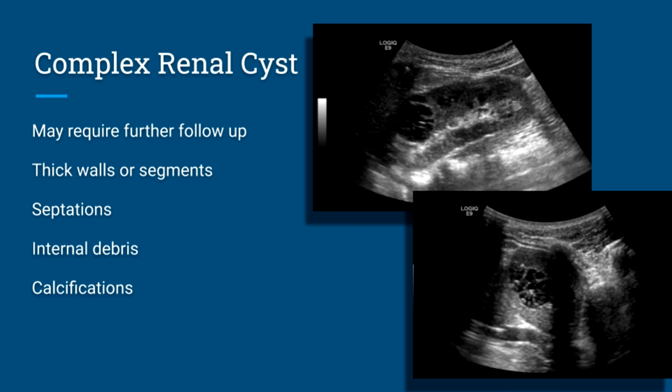All right, so next here we have a case of a complex renal cyst. This is a young man. These cysts may require further follow-up, as he has. They can have thick walls, or thick septations, some internal debris, and they can develop some calcifications. These are good to follow up because some renal tumors, even renal cell carcinoma, can have this appearance.